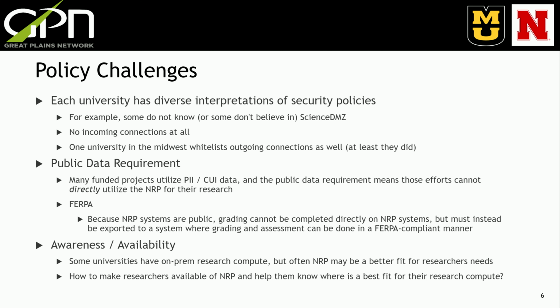And then from the education perspective, the public requirement of data means that grading can't necessarily happen directly in NRP, because of FERPA compliance issues.